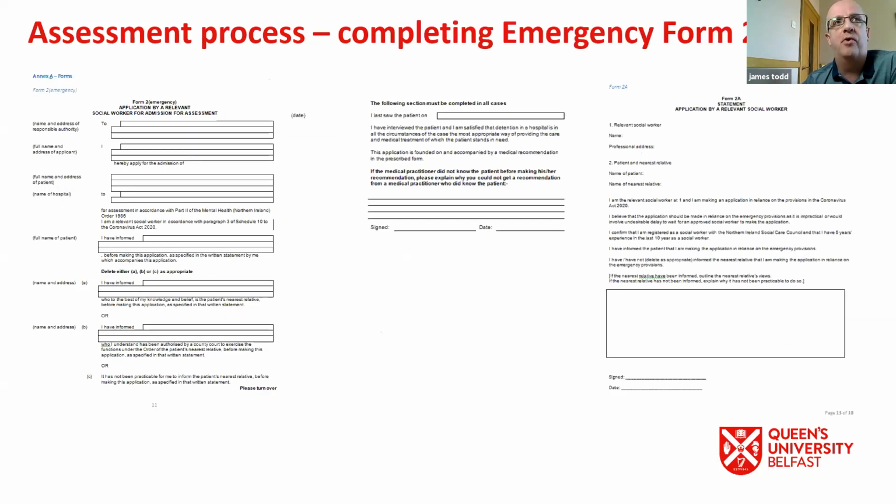And then that's the form for the 2A, or the emergency 2, and the 2A is on the right of the screen. And you have a free narrative bit then to record some of the nearest relative things for you on the 2A.